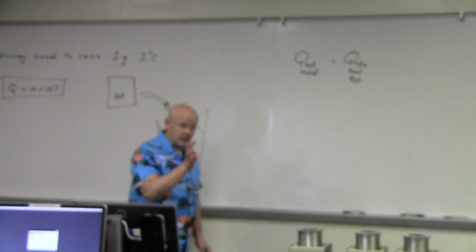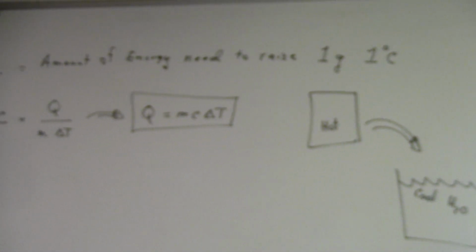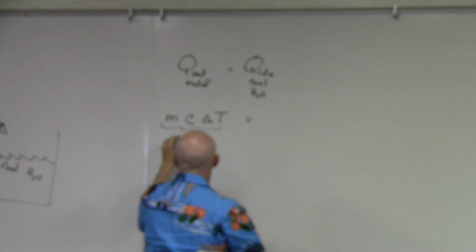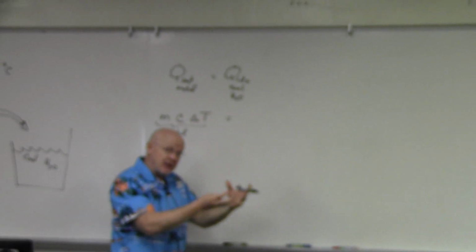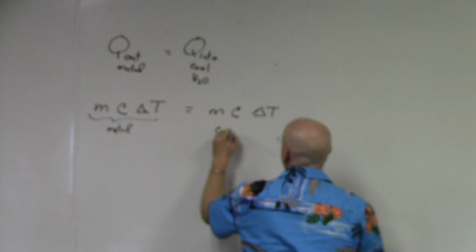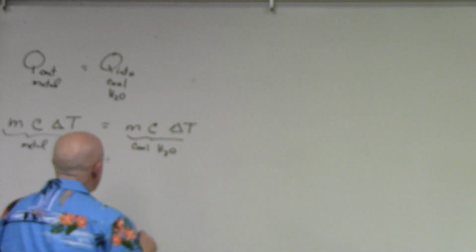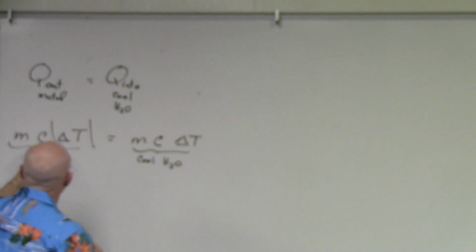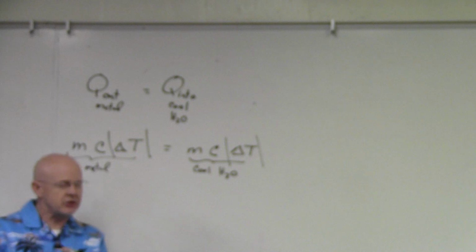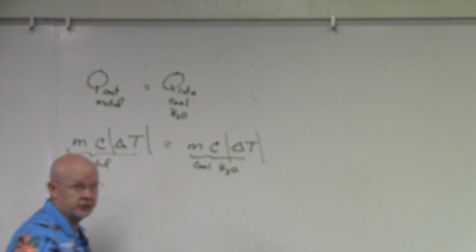Mathematically, it would look this way. If we're talking about the metal, we come back to this equation, this would be MC delta T, and this would all be for the metal. That would have to equal the MC delta T for the cool water. A little subtlety here is, since I'm talking in absolute values, let me make sure I put absolute value here, because usually when you calculate a temperature difference, you go final minus initial, and that's fine. We just don't want any negative numbers here. And so the energy out of the hot metal goes into the cold water.